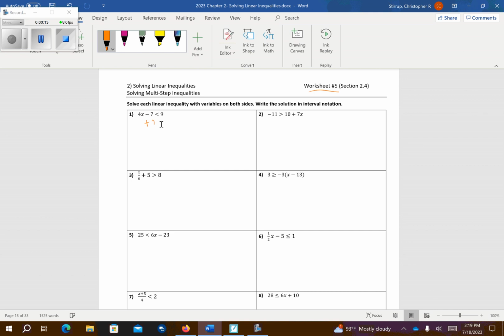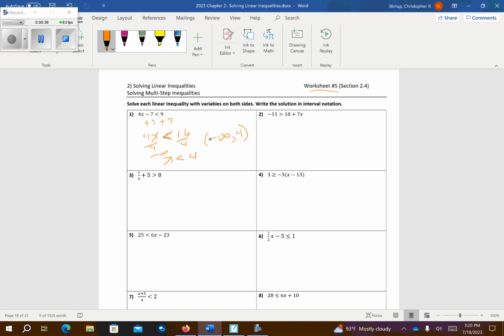So I'm going to add 7 to both sides. So 4x is less than 16. Divide each side by 4. So x is less than 4. So this is pointing to negative infinity. So our interval notation is going to go from negative infinity to 4, and the 4 will be a soft bracket, as well as the negative infinity.